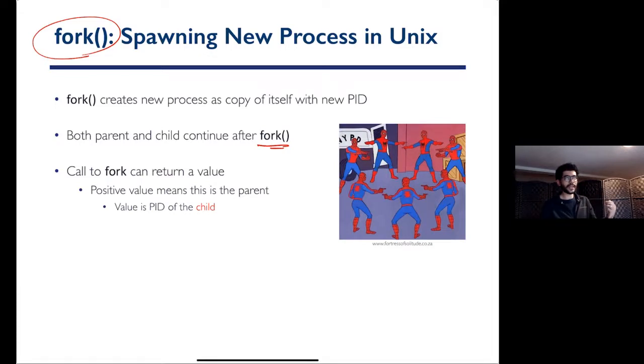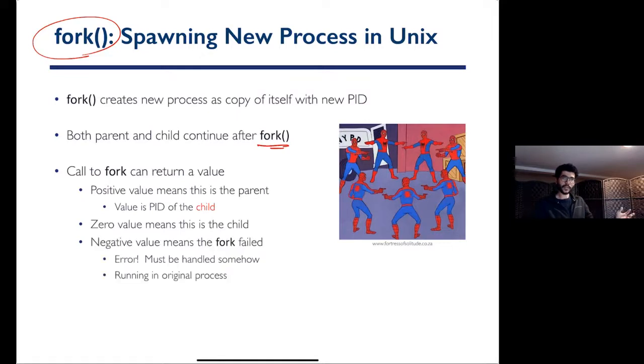And that's how you can identify if you're the child or the parent, because both of them have the same code, right? Right after the fork, they're identical. So the way to distinguish between the two is by the return value of the fork. If the return value is positive, it means that you're the parent and the value is the PID of your child. If the value is 0, it means that you're the child. And if the value is negative, it means that an error happened, so no forking took place.